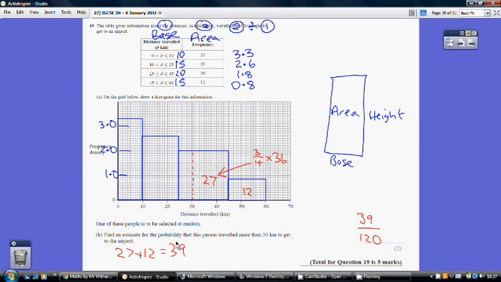Now we're being asked to work out the probability the person chosen travelled more than 30 kilometres. So that's 39 out of the 120 people who were chosen, who travelled. So 39 out of 120. Leave it as a fraction. Always leave probabilities as fractions if you can. That's 39 over 120. Could simplify it, but absolutely no need.